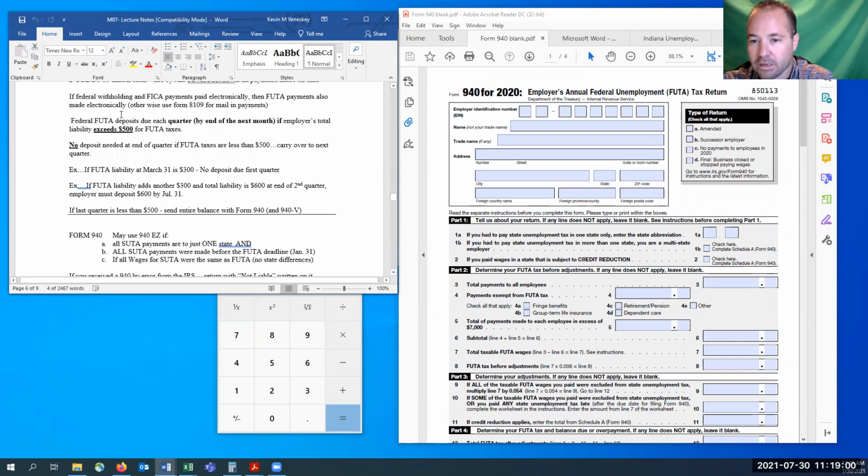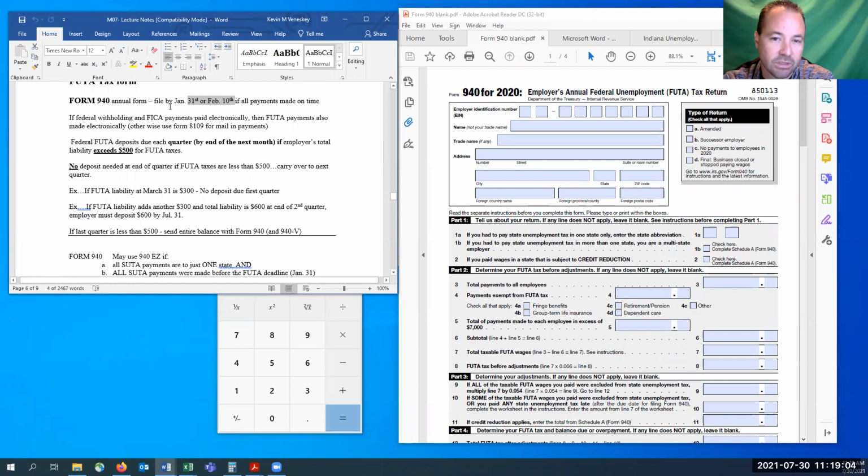All right, one of the rules with FUTA taxes is the form's not due until every year, but you have to make payments every quarter with one exception. You don't have to make a payment if your liability does not exceed $500. So if after all the money you've collected into the FUTA payable T account it doesn't exceed 500, you don't have to make a payment that quarter. You can, if you want to, get in the habit of doing it, but you don't have to.